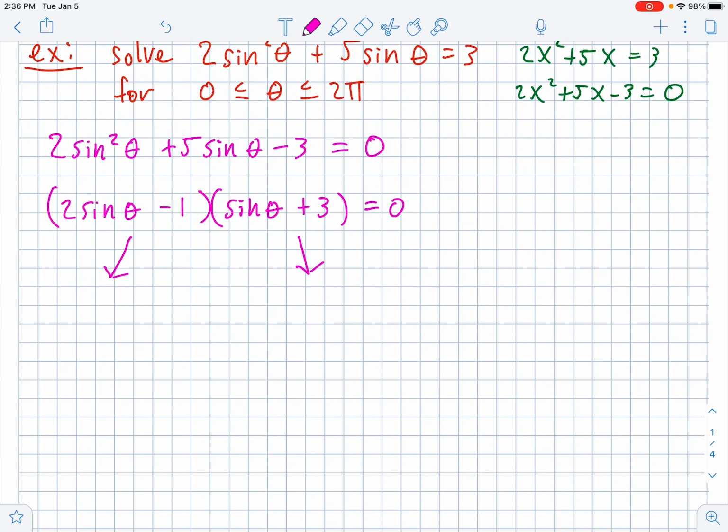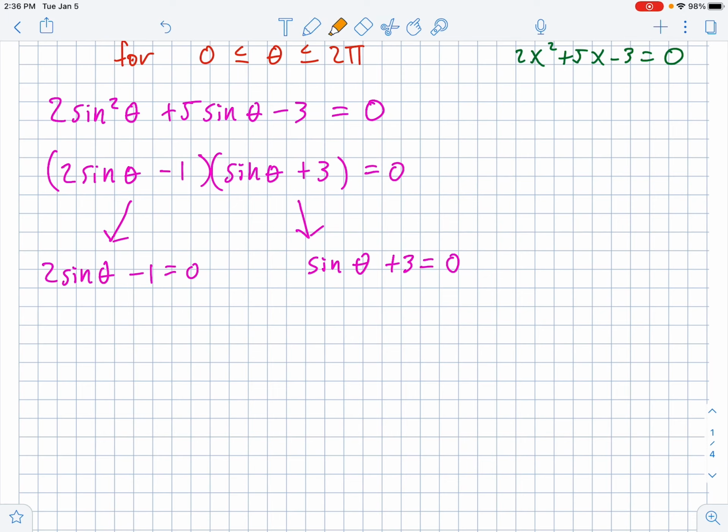Then you would have to split both of these and set them equal to 0. So we get 2 sine theta minus 1 is equal to 0, and sine theta plus 3 is equal to 0. Now let's just start with this one and solve this, and then we'll get to the other one. If I try to get the sine by itself, I can add 1 and divide by 2. So sine of theta is equal to 1/2.